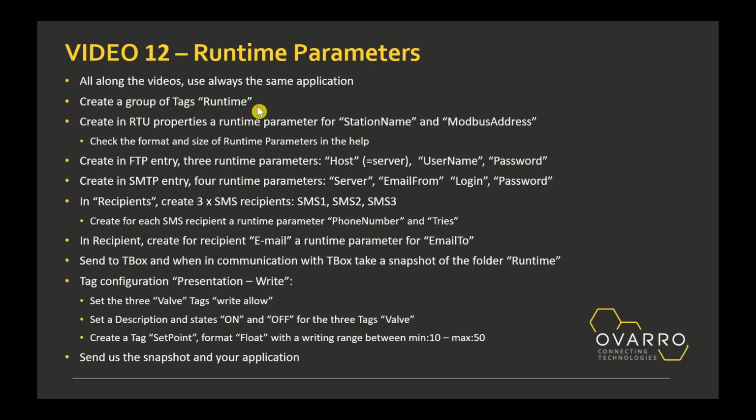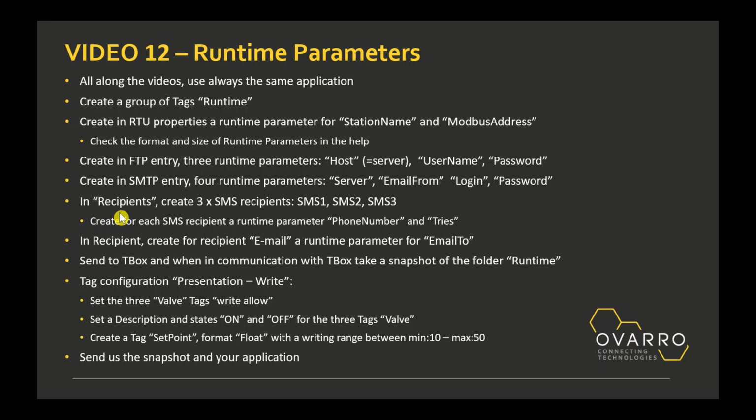So you create a group of tags runtime. You create runtime parameters associated to the station name and the Modbus address. Remember that you can check the format and the size of the runtime parameters in the help. In the FTP entry, you create 3 runtime parameters. In the SMTP entry, you create 4 runtime parameters.